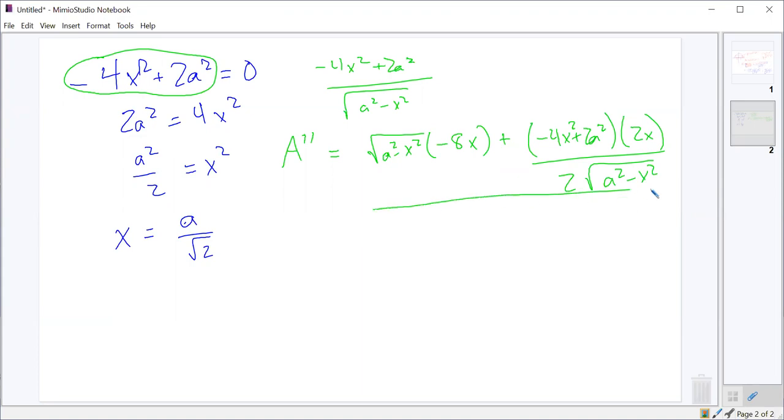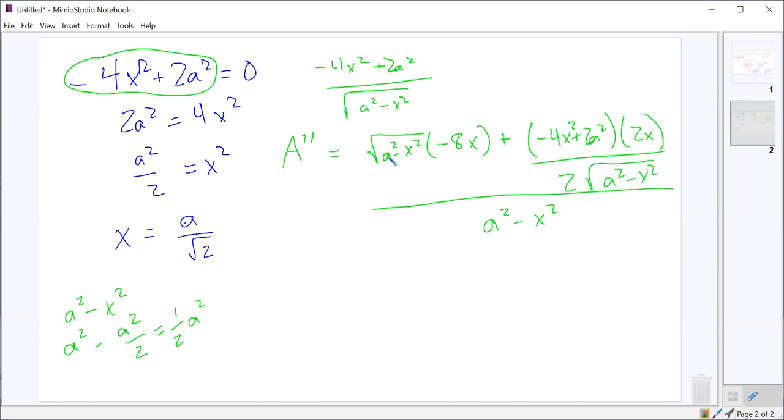Yeah. And then the denominator is just root a squared minus x squared, squared, which is a squared minus x squared. So now we're going to evaluate that at a over root 2. We've got a lot of these a squared minus x squared terms in there. So let's just figure out what a squared minus x squared is, so we can plug those all in and not have to redo it every time. A squared minus x squared is a squared minus a squared over 2, or 1/2 a squared.